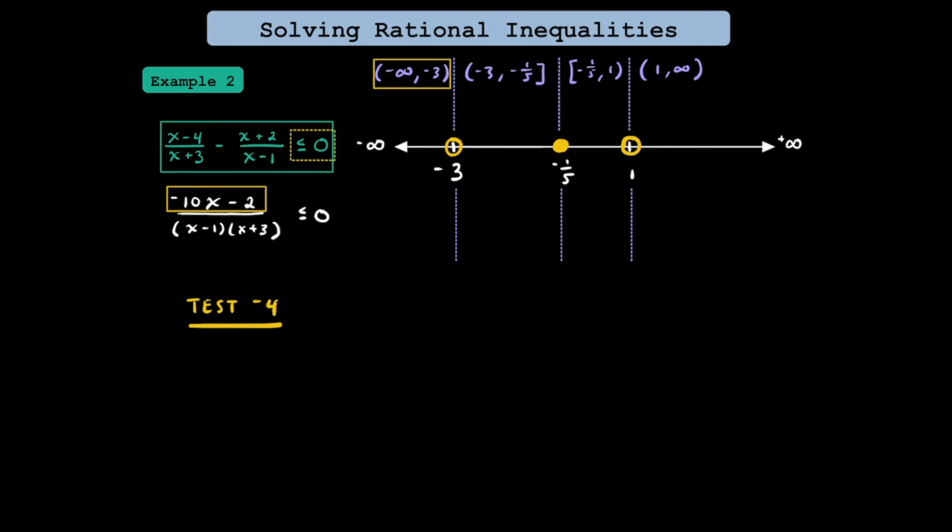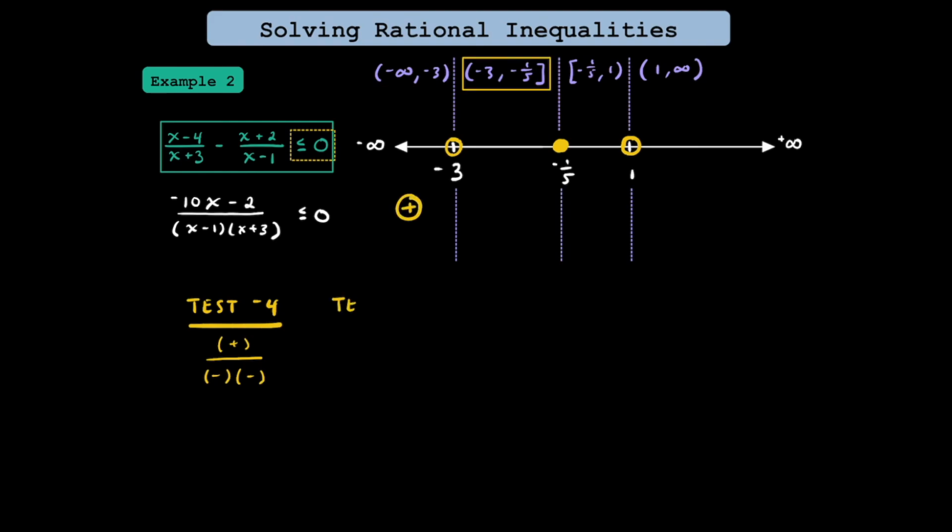Plugging in negative 4 to the numerator, we're going to get negative 10 times negative 4, which is positive 40, minus 2, which is 38. That's a positive value. Plugging in negative 4 to the bottom left, negative 4 minus 1 is going to be negative 5. That's a negative value. And negative 4 plus 3 is a negative value, so this will also be negative. In the denominator, a negative times a negative is a positive, and a positive divided by positive is going to be a positive. That means that all values in this interval will create a positive value.